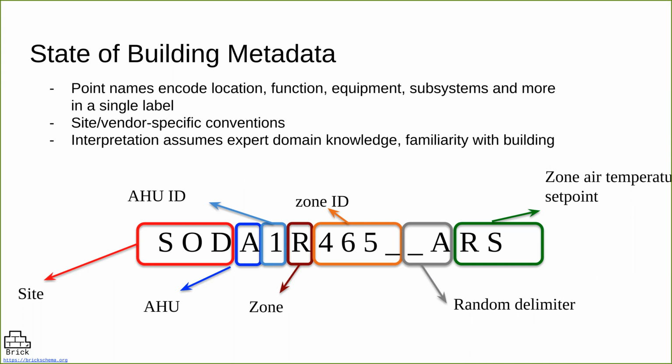And so what you end up with are not only site or vendor specific conventions, but conventions that assume expert domain knowledge and familiarity with the building. Just in this one point label from the computer science building on the Berkeley campus, we've got 16 characters or so, and we have to divide them up in these seemingly random chunks in order to correctly interpret, oh, this is a room temperature set point that's in a particular room that's served by a particular air handling unit that's in a particular building, and so on. This is not something that we can really do at scale. This is something that's going to take a lot of effort to parse through manually.